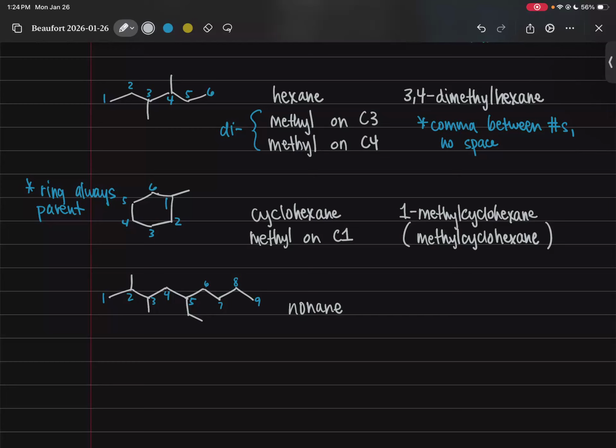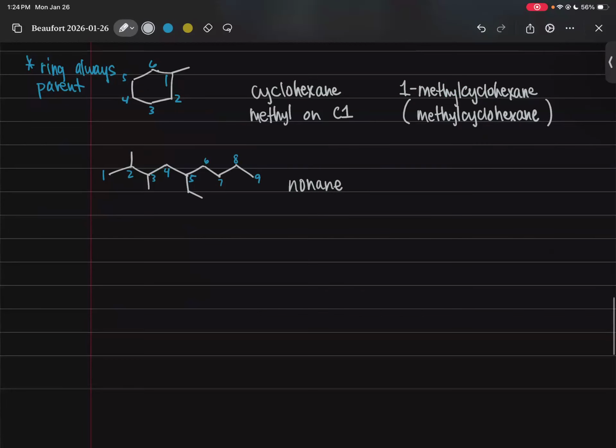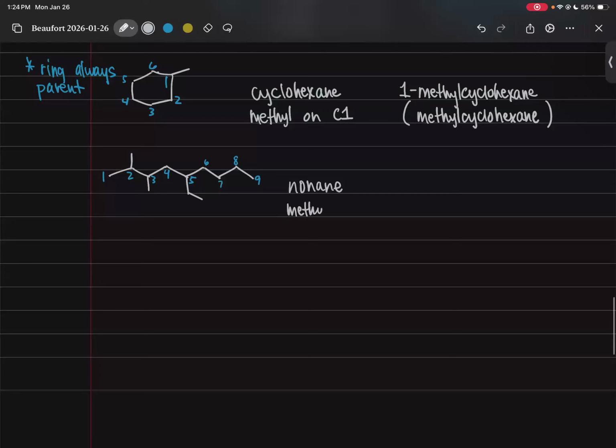So our substituents, we have 3 of them. In this case, we have a methyl on carbon 2. We have a methyl on carbon 3. And we have an ethyl with an E on carbon 5. If you're particularly astute, you will have noticed that we have a dimethyl and an ethyl.